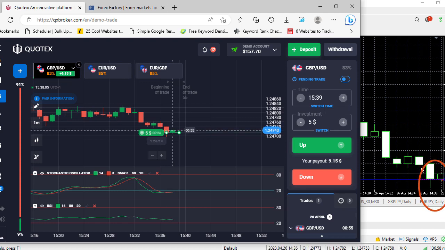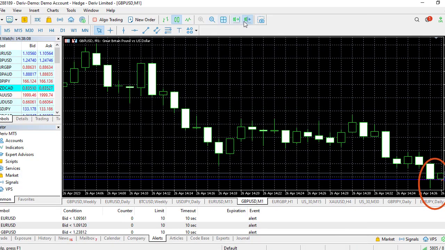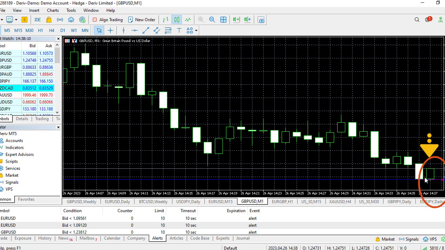So it's now pushing back up. If you notice here, you can see it's pushing back up.